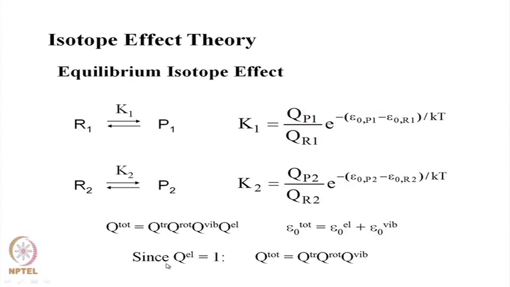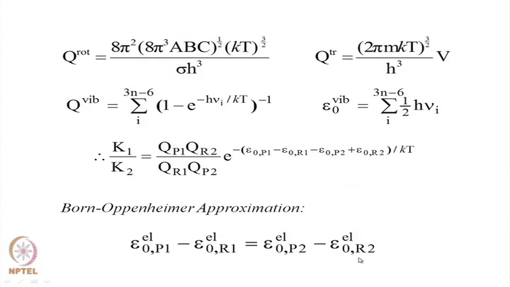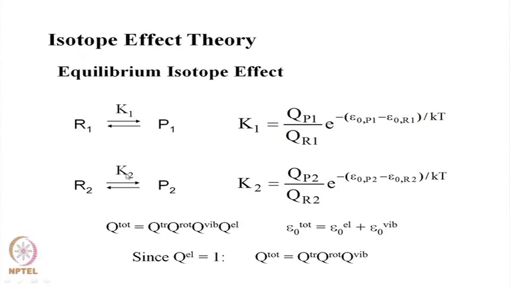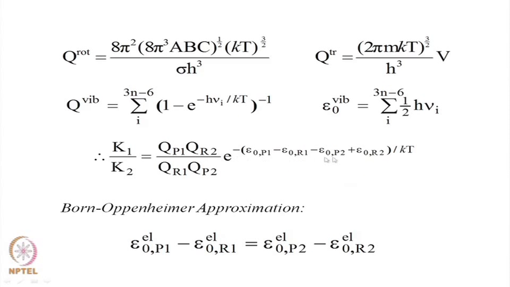Now, the electronic partition function is taken to be 1, so the total partition function Q is the product of translation, rotation and vibration. Now, the expression for Q rotation, the rotational partition function, is this. Q translation is this and Q vibration is this, and E0 vibration is given by this expression, 0.5 times the vibrational energy. Therefore, K1 by K2, the equilibrium constants for this one and this one, can be written in this way.